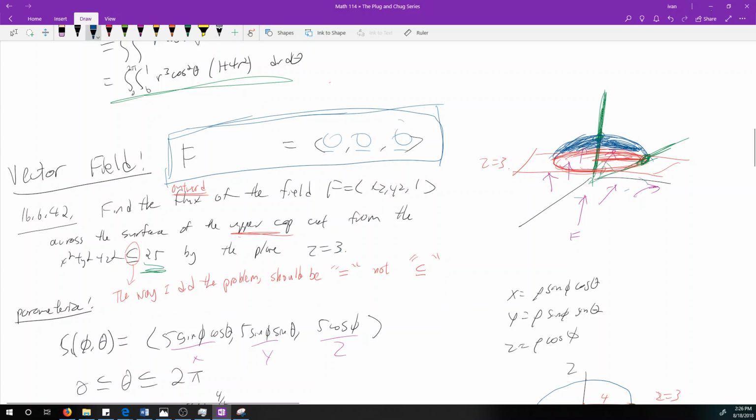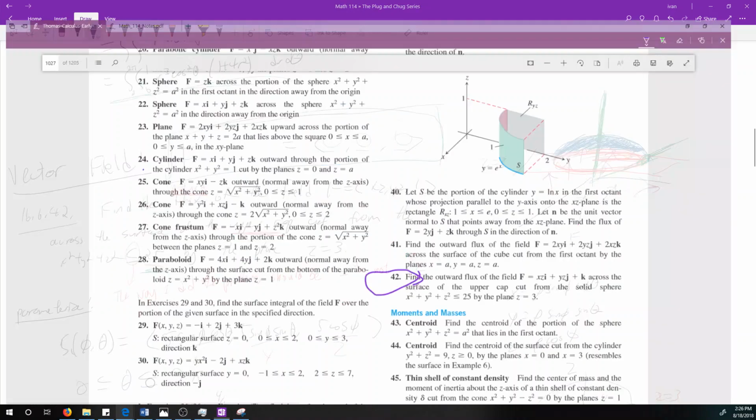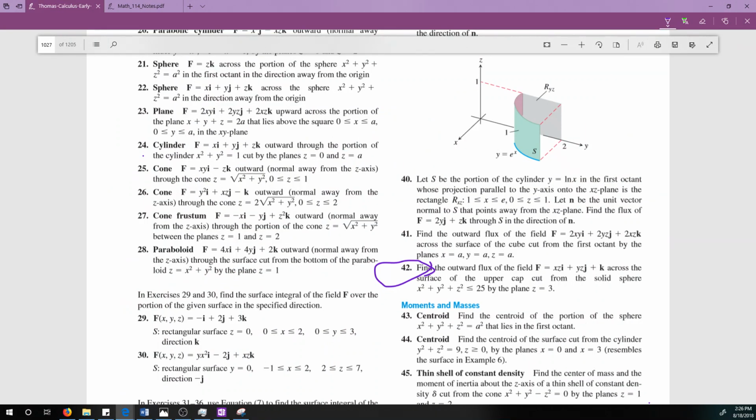I read the problem wrong, essentially, and I thought that we only needed to calculate the flux through the top surface. That's it, right? So essentially, it was the flux of the field across the surface of the upper cap cut from the solid sphere x squared plus y squared is less than or equal to 25 by the plane z is equal to 3.